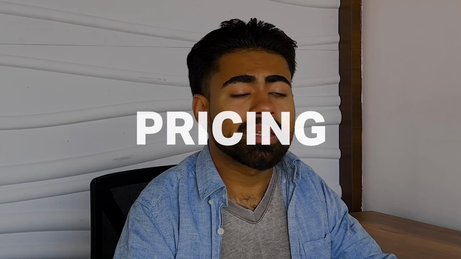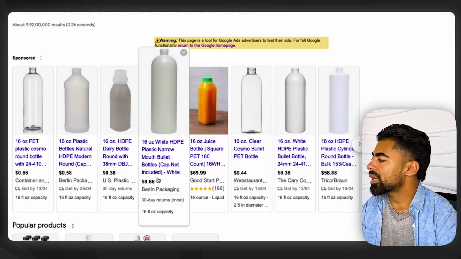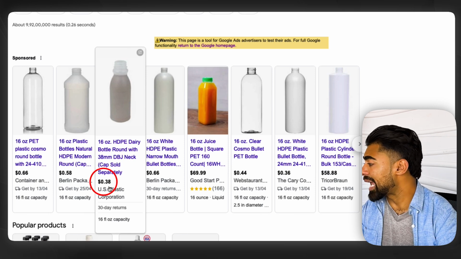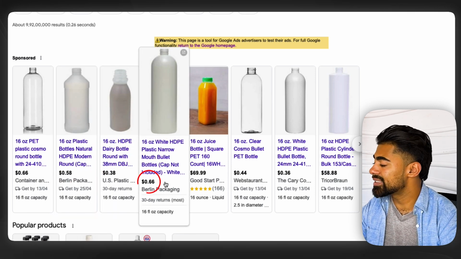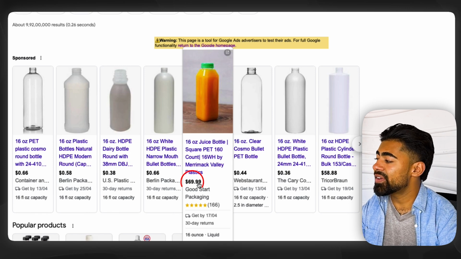Now, we need to move on to the product pricing, because yes, this scaling strategy involves product pricing. The product pricing strategy itself doesn't have to be too crazy or too unique, it just needs to be different. What I mean by this is everybody else here has product prices in the cents: 38 cents, 58 cents, 66 cents. This brand comes in here with a product price of $70.